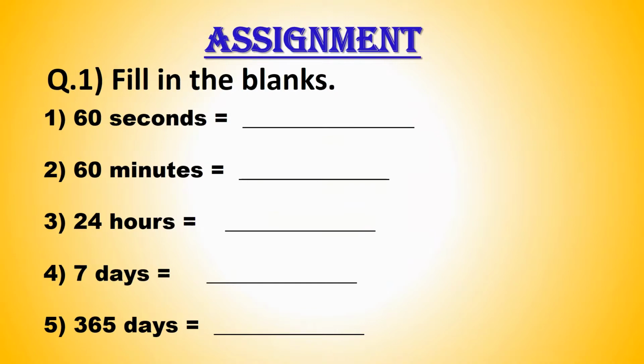Students, this is your assignment. Question number 1. Fill in the blanks. First, 60 seconds is equal to. Second, 60 minutes is equal to. Third, 24 hours is equal to. Fourth, 7 days is equal to. Fifth, 365 days is equal to.